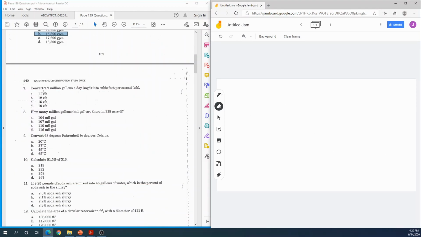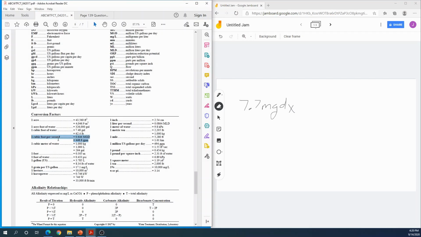Number 7, convert 7.7 million gallons per day into cubic feet per second. So this is going to be really similar to what we just did. We know we have 7.7 million gallons per day. We want to go into CFS, so let's look at our cheat sheet. So 1 cubic foot per second is 0.646 million gallons per day.